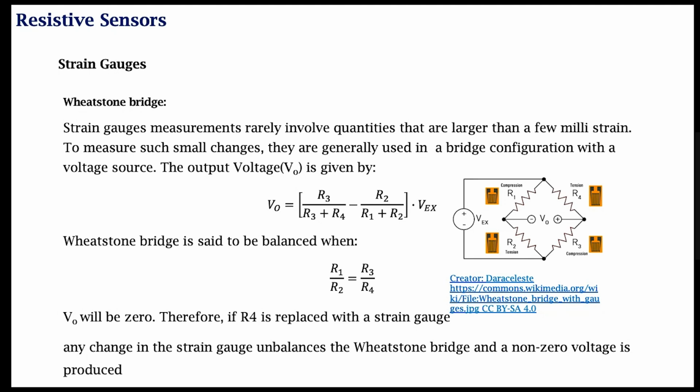Therefore, we replace R4 with a strain gauge, and any change in the strain changes the resistance R4. How is the resistance R4 changing? Because of the strain. And how is the strain coming? Because of an applied load or force or pressure in this case. Any change in the strain gauge essentially causes an imbalance in the Wheatstone bridge, and a non-zero voltage appears across the two terminals of the output. This can be connected to a standard display, CRO, or maybe we can use an analog to digital converter and then display it and process it on a digital computer, for example.